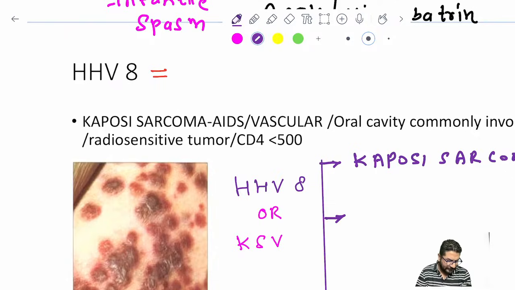So what else is caused by HHV8? Come on. It will cause a type of lymphoma that what we call this. It is primary effusion lymphoma.